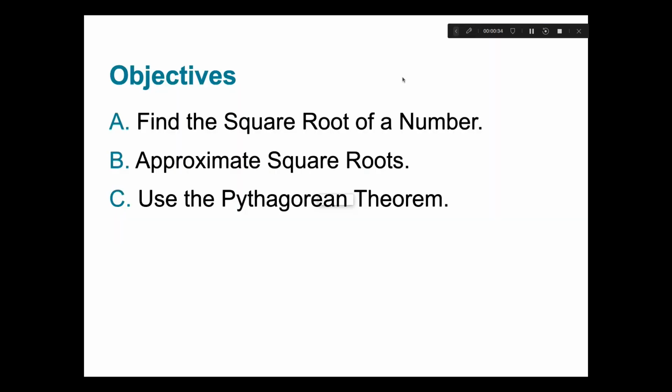Okay, so today we're going to learn about square roots and the Pythagorean theorem, and we're going to learn how to do this on your calculator, so you need to make sure you have a calculator handy. Not your Chromebook. A calculator. So get out of your chairs and get a calculator.